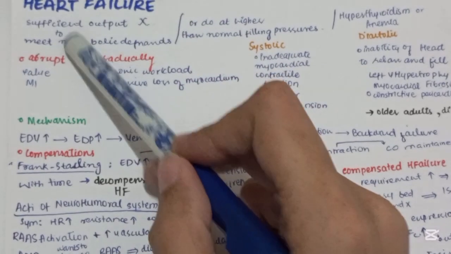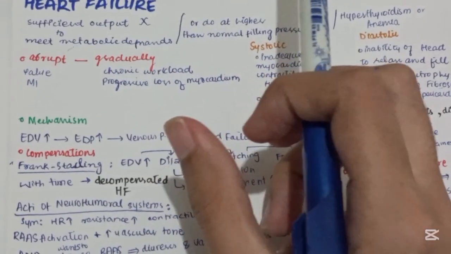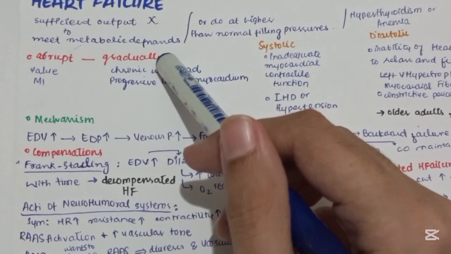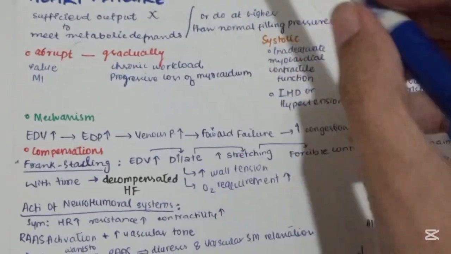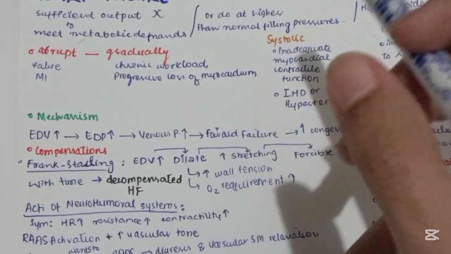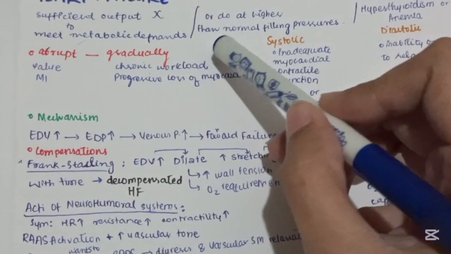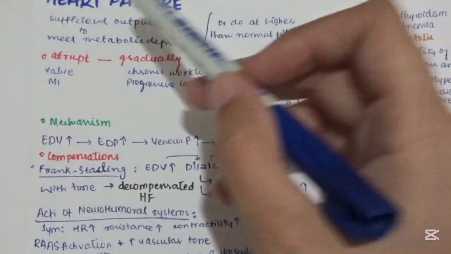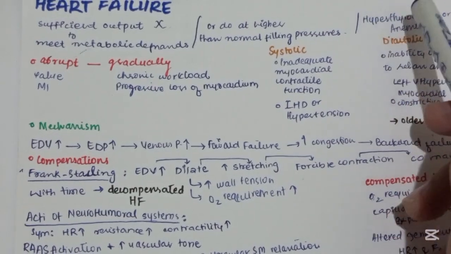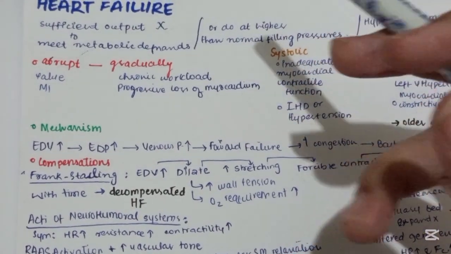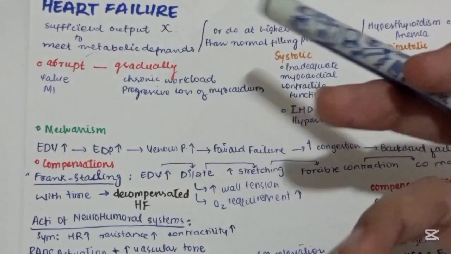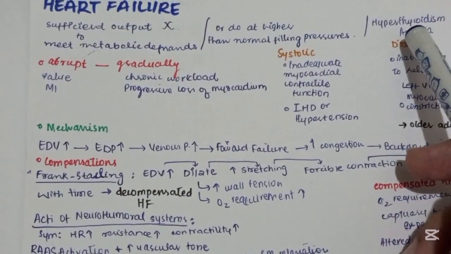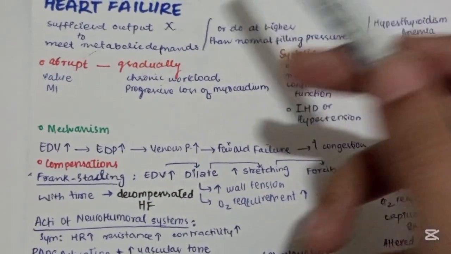So if the condition is that the cardiac output is not sufficient to meet the metabolic demands of the body, so that it's heart failure. Again, when the cardiac output is sufficient but the filling pressures are high, then again it's heart failure. And if the conditions in which the metabolic demands are very high and the cardiac output is not sufficient to meet them, like in case of hyperthyroidism and chronic anemia, then again it's heart failure.